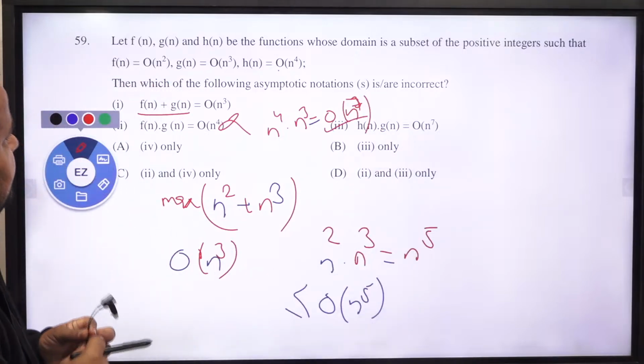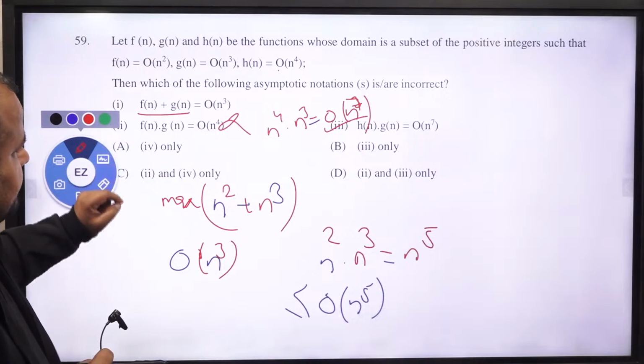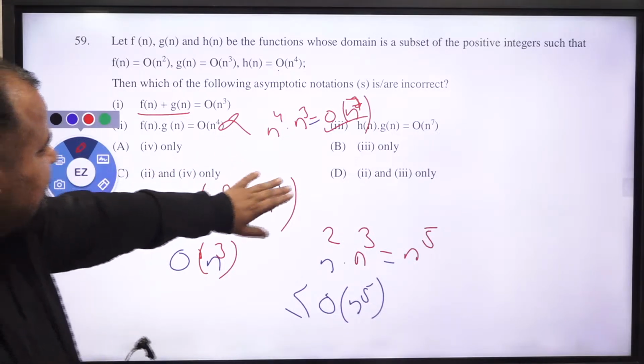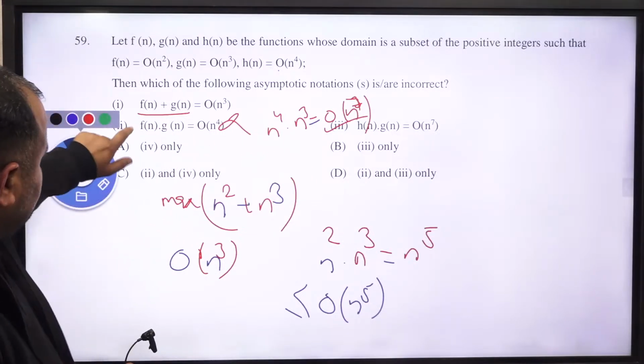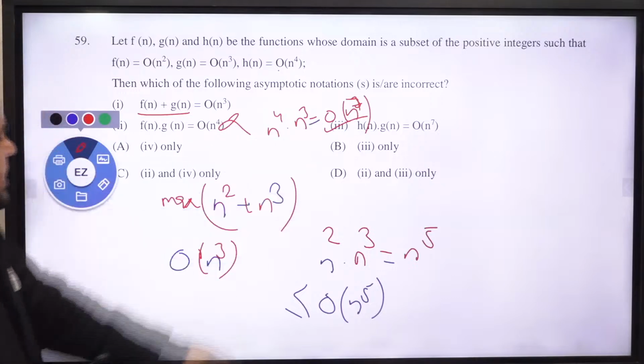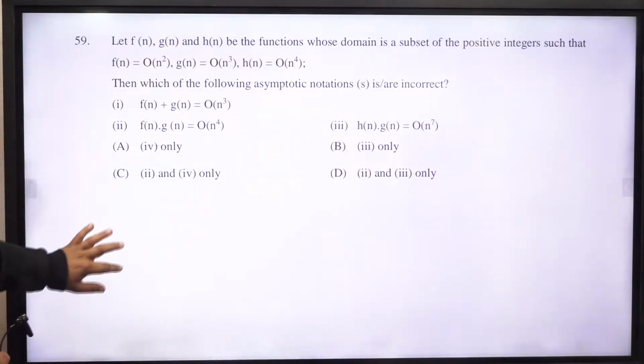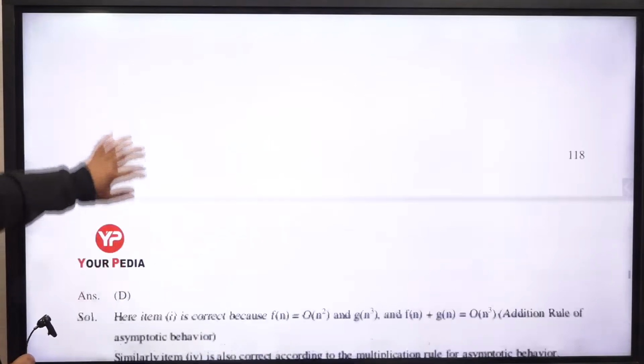So which of the following is incorrect? Only 2. So there is no such option, none of these. So the answer is 2 is the wrong one. First and 3 are right. Keep in mind. Fine. First and 3 are right, but it is saying that incorrect.